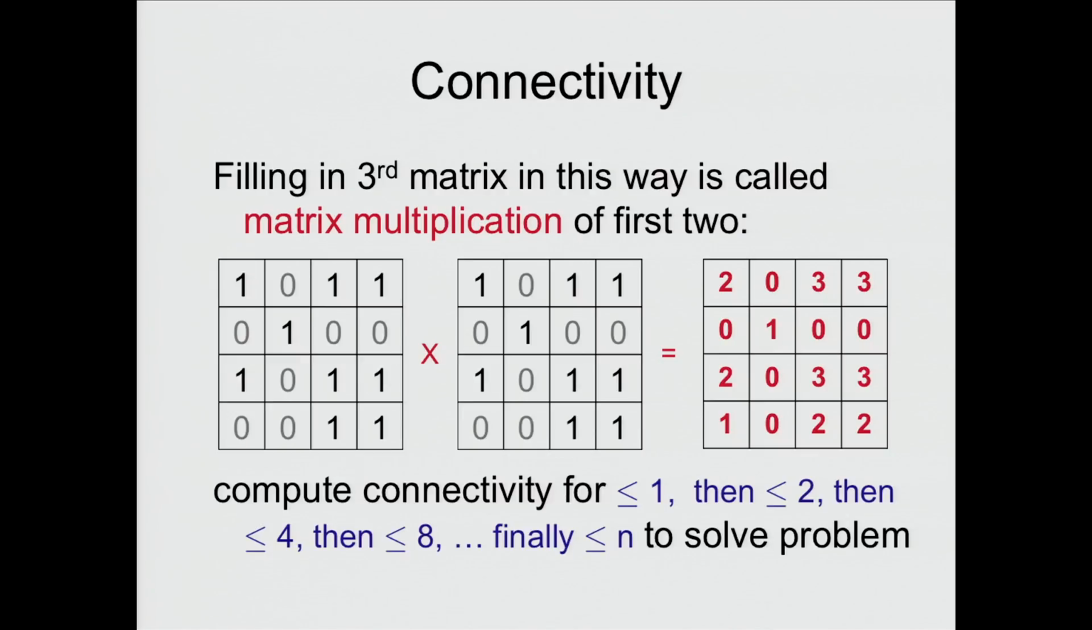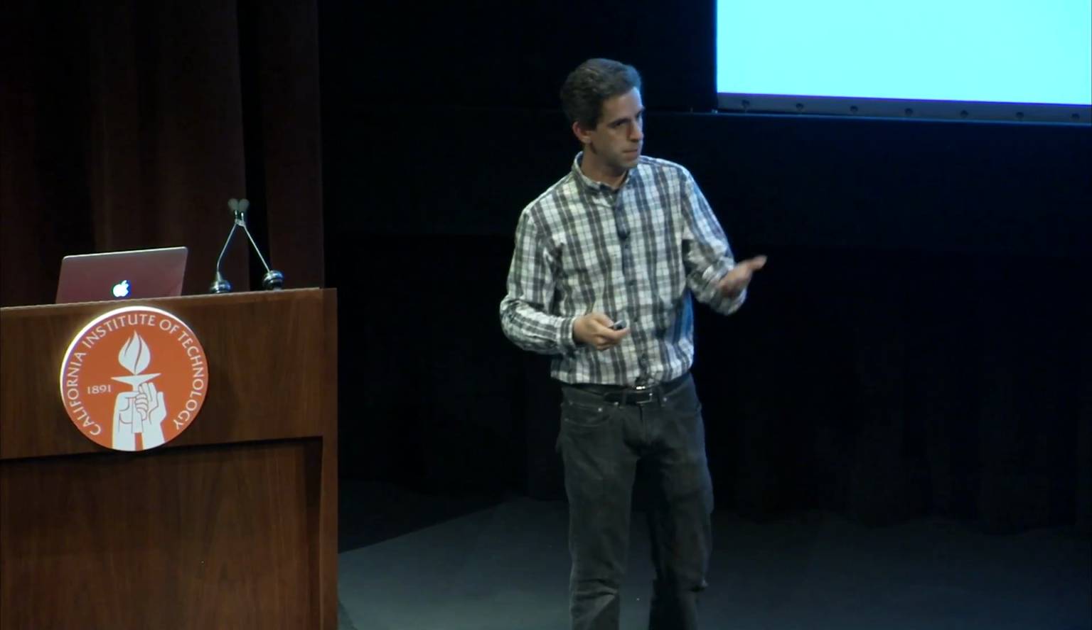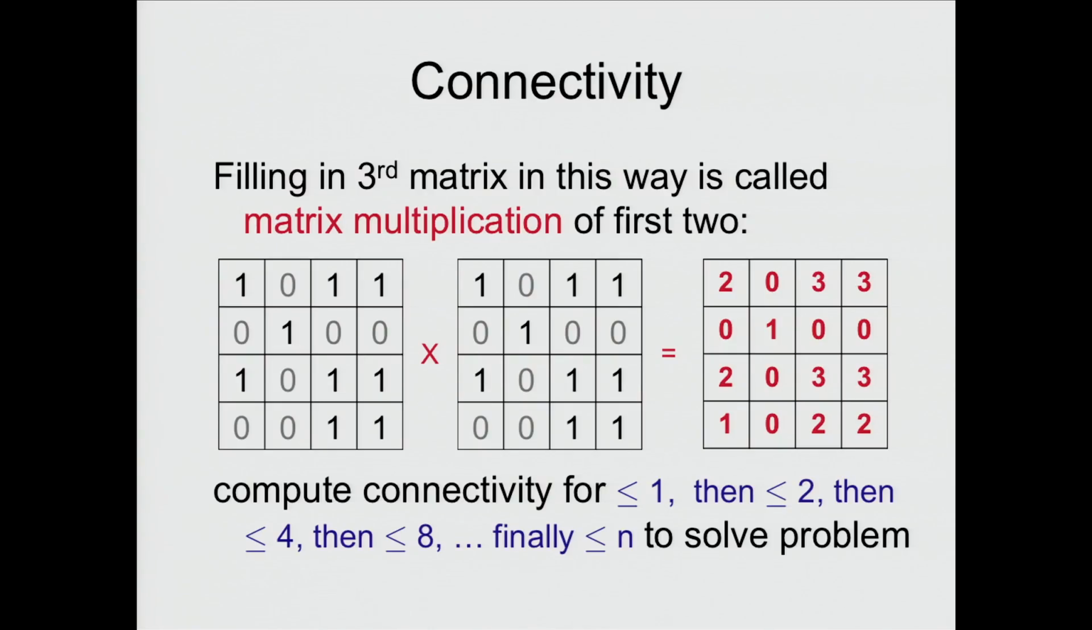Now, if we can do that to compute where you can get to in 2 hops, we can take the 2-hop matrix and repeat the same process to figure out where you can get in at most 4 hops. And then take the 4-hop matrix and figure out where you can get to in at most 8 hops, each time doubling. And it doesn't take many doublings, only logarithmically many, before you figure out where you can get to in n hops, where n is the total number of locations in the entire network. And that solves the problem.